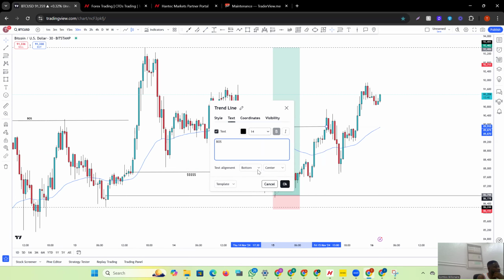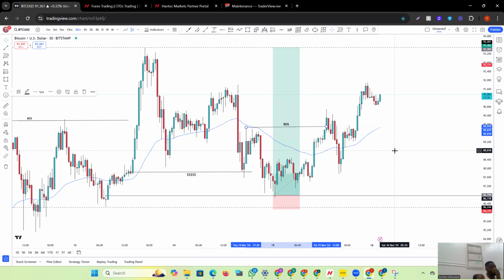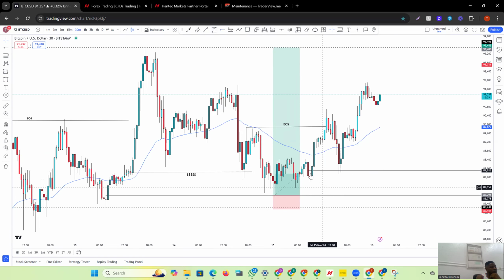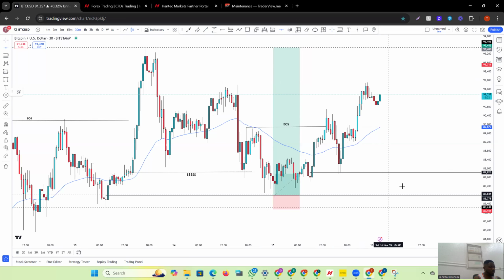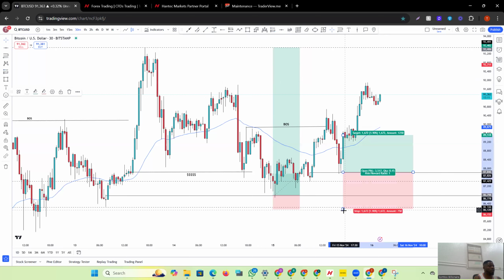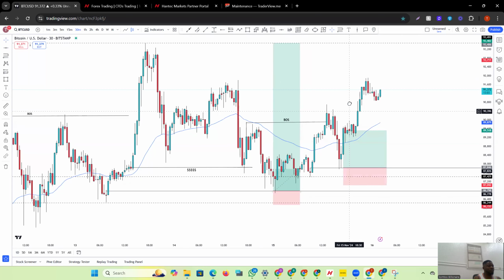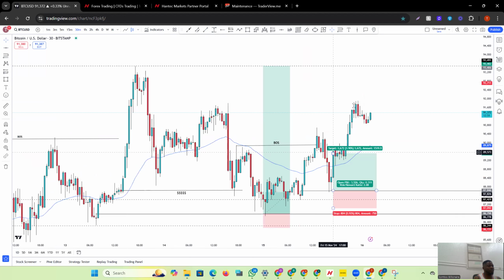So the market has broken this. Immediately, this is a beautiful trade on 30 minutes. So the stop loss should be here. Even this one would have given us massive profits. If you put one lot size on this trade, you're up $3,000.